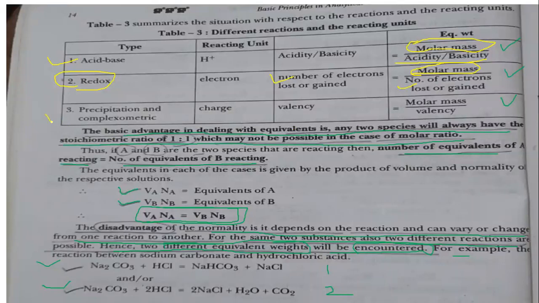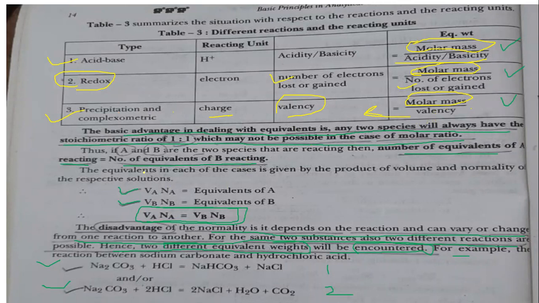And for the precipitation titration or the complexometric titration, you are considering valency and charge over there. So molar mass upon valency. Molar mass upon valency will give you the equivalent weight of that species. Okay, this is how the equivalent weight can be calculated for the different species.